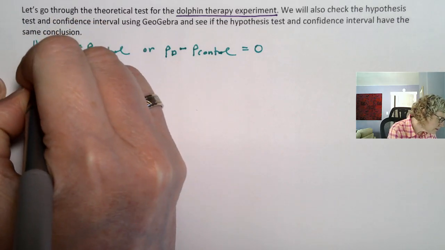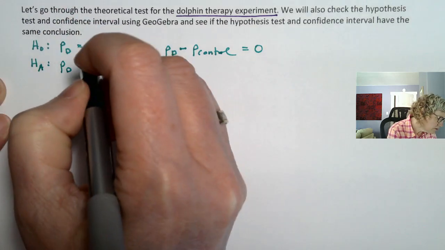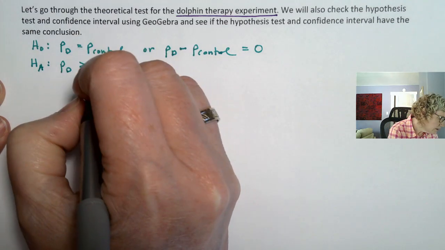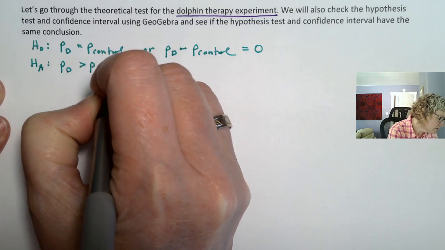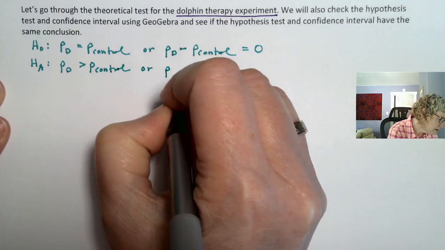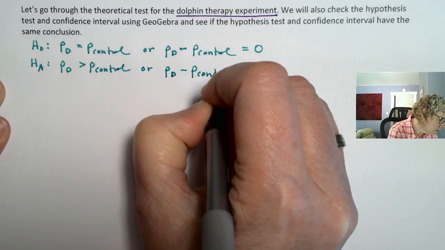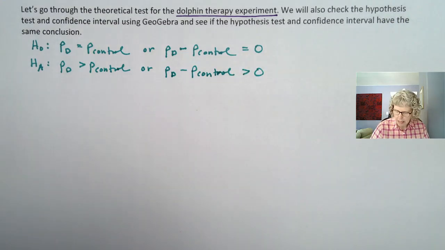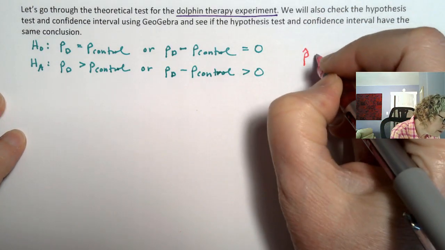Okay, the alternate. P sub D, we wanted to know that depression was improved by the dolphins. So the dolphin group proportion improved would be greater than the proportion for the control group. And same idea with P sub D minus P control greater than 0. Okay, so this was a right tail test, or is a right tail test. We did it with simulation already.